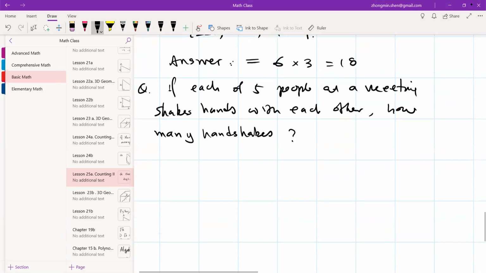So wait, first of all, at the beginning you have four people to shake hands with, then 4 factorial. 24! It's 24. Yeah, you're giving me all kinds of different answers.